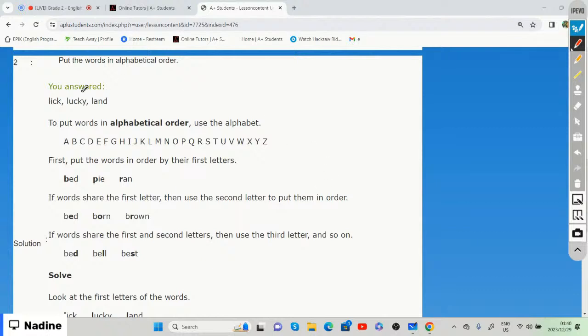So we have L-I, because we need to look at the second letter, L-U, L-A. So if we look at the second letter, for lick there we have I. Then we have lucky, which is U. And then we have land, which is A.